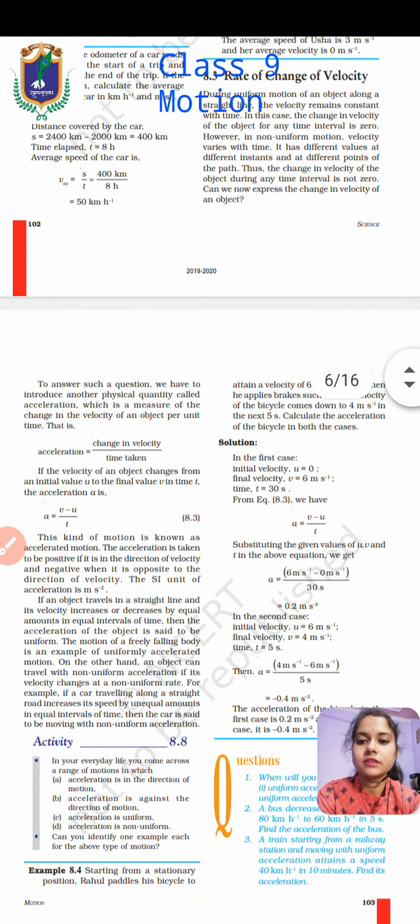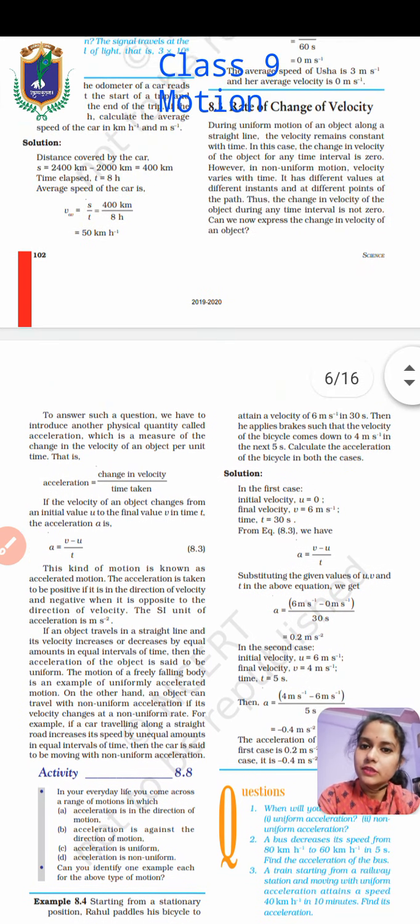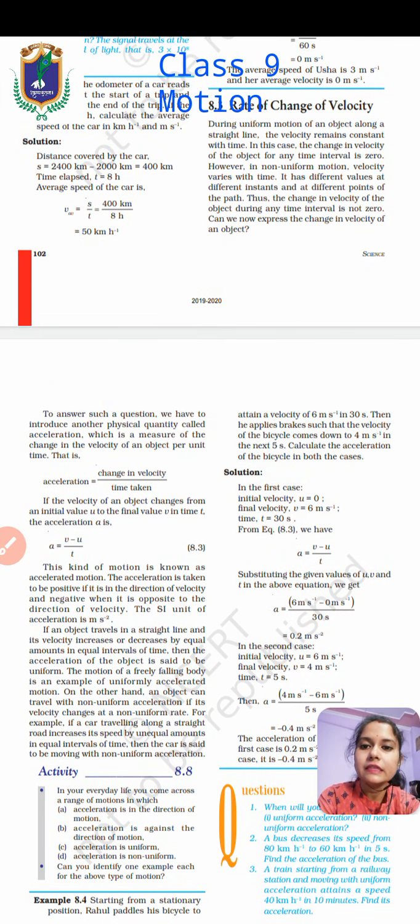Now let's discuss what velocity is. Velocity is also the same as speed, that is the distance or displacement divided by time. Why do we use the word displacement? Because in velocity we need directions also. Speed is a scalar quantity and velocity is a vector quantity.